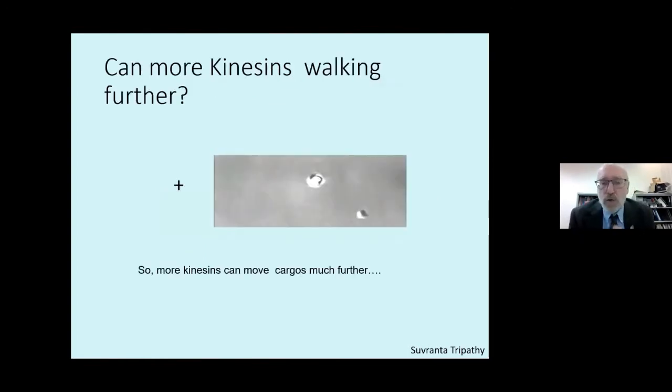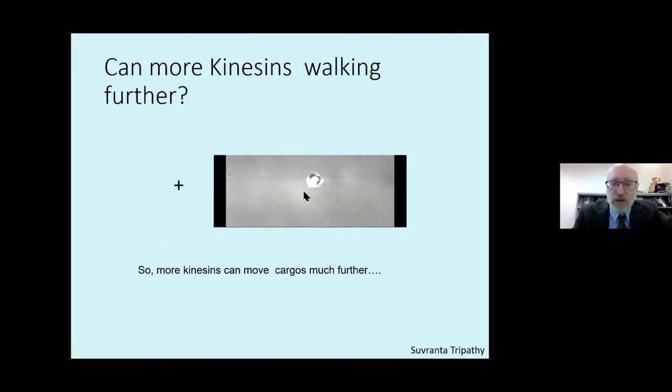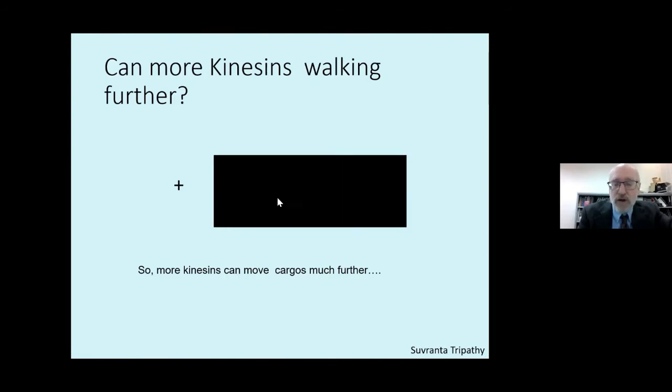You can crudely put more motors on a bead and ask, how far does it go? If you put a reasonable number of motors on the bead and then let it go, it'll just go and go. You can see this one is going for many microns, and it will fall off when it gets to the end of the microtubule. So obviously more motors can move you further, and that's not really a great surprise, but it's nice to see that you can accomplish that in vitro.